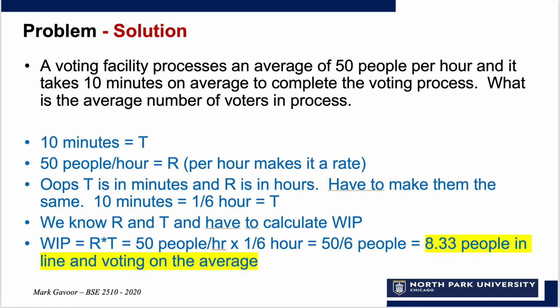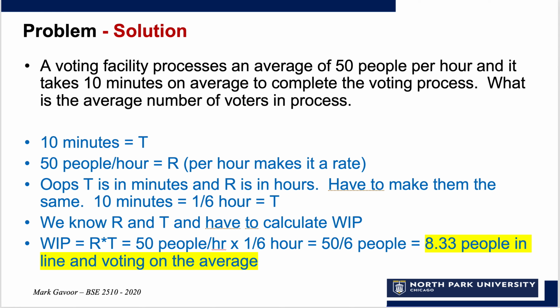A voting facility processes an average of 50 people per hour. People per hour, well, that's a rate. That's the throughput. They process 50 people per hour. Oops, let's look at this. T is in minutes, R is in hours. Have to make them the same. So 10 minutes equals 1/6 of an hour equals T. Now you have 1/6 of an hour and 50 people per hour.